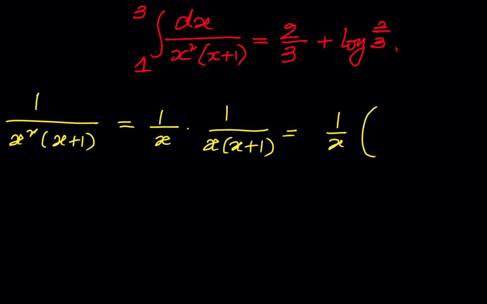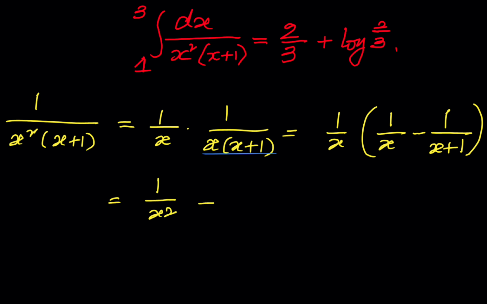Now whenever we have two numbers which are consecutive to each other, we can always write them as the difference of them. So I can write it as 1 by x minus 1 by x plus 1. If you simplify that, you will again get 1 by x into x plus 1 only. So that is equal to 1 by x square minus 1 by x into x plus 1.